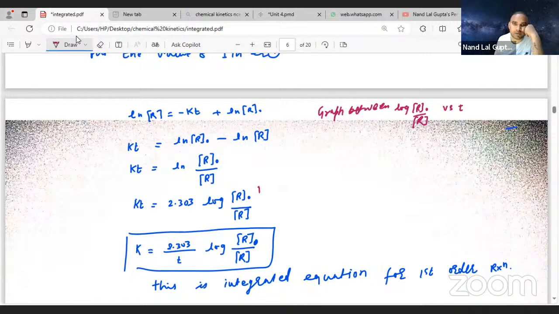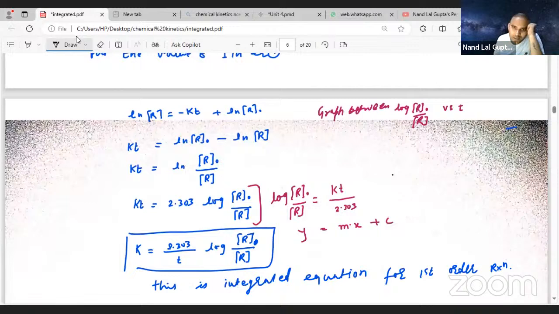Keep in mind, log r naught by r is equal to kt upon 2.303. So this is y is equal to mx plus c. Now we are correlating this one carefully. You see, time is going to be the X axis, and k by 2.303 will be the slope, c is the intercept.